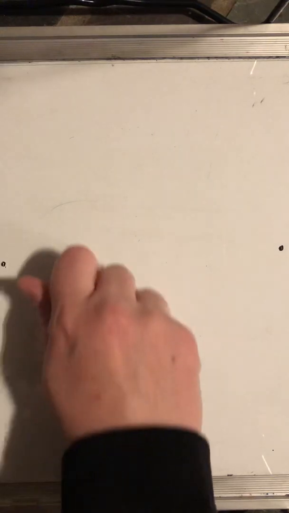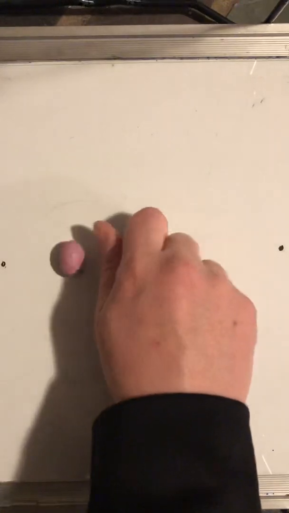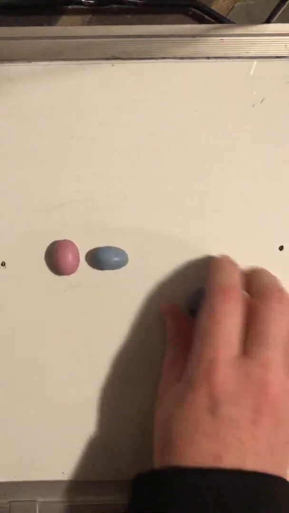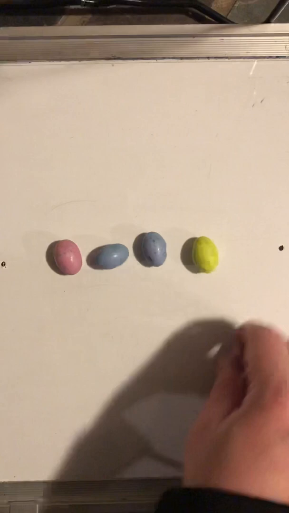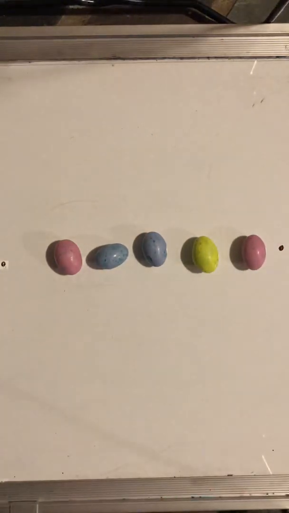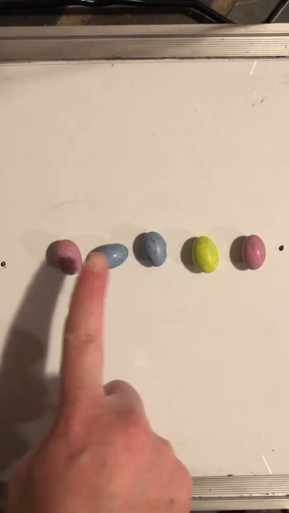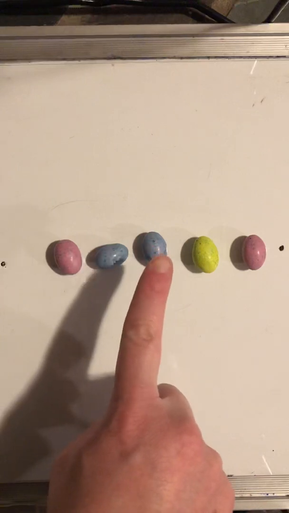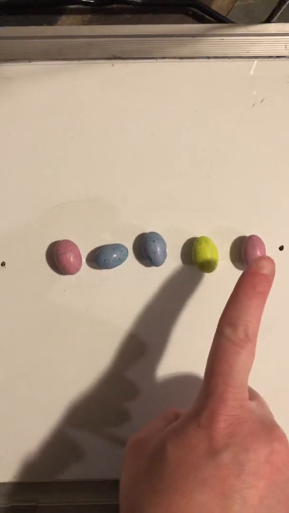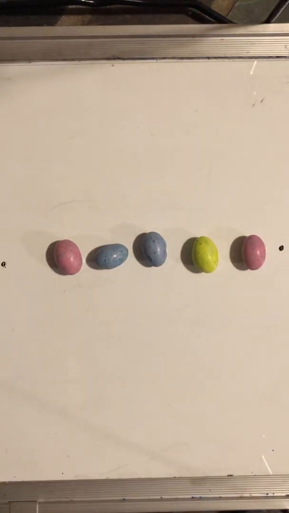The next thing that I can do is I can also use items that I have around my house. For example, because it was just Easter, I happen to have some Easter eggs sitting around my house. And I have how many Easter eggs? Let's count them. 1, 2, 3, 4, 5. I have 5 Easter eggs.